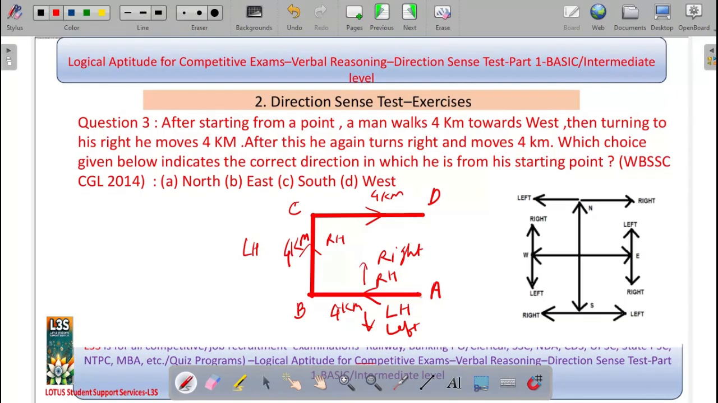So his starting point is A and end position is D. So A to D towards this side is, as we discussed before, it will be in the north direction. This will be in the south direction. This is south and that will be exactly north direction. So correct answer will be A, north.